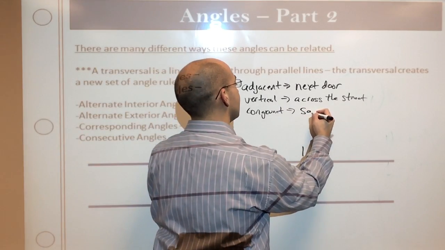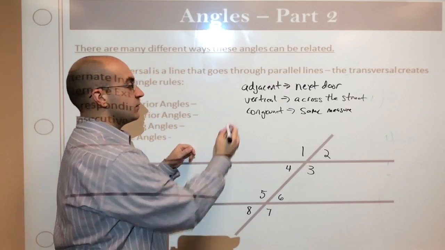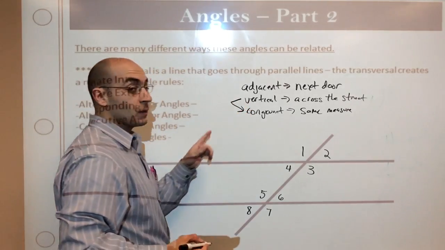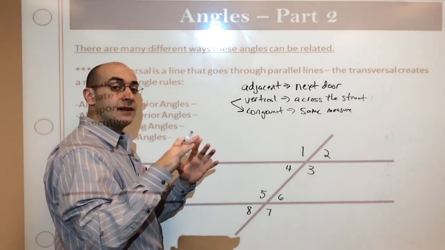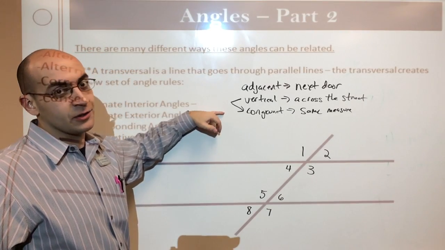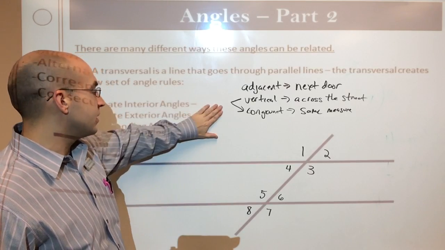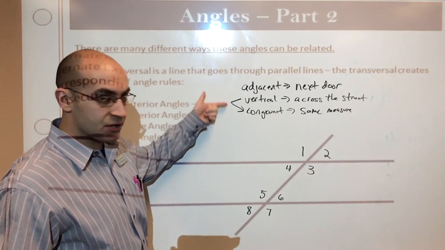So same measure. Now, we also mentioned that vertical angles, by definition, were always congruent because if they're across the street, they're going to have the same measurement. So all vertical angles are congruent. Not all congruent angles are vertical, right? So craziness going on right there. But make sure you remember that. Now, let's play with these three for a second.